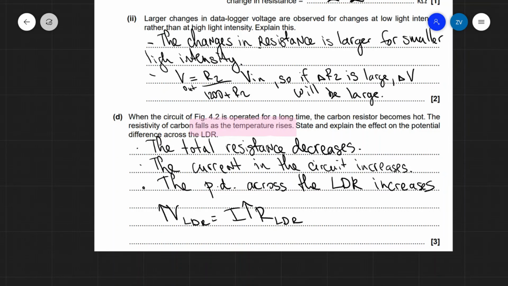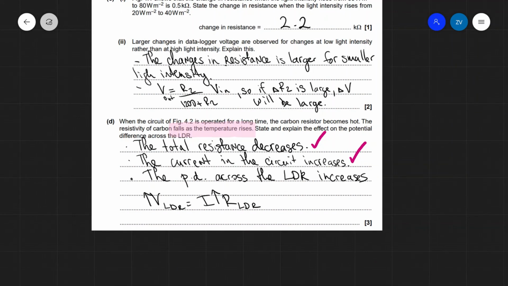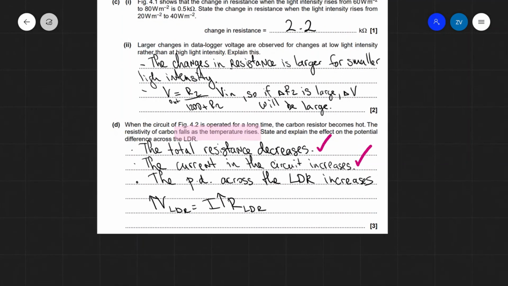So the important bit is to take things logically in this case. So we know that because the resistivity of carbon falls, this means that the total resistance in the circuit will decrease. If the resistance in the circuit decreases, this means that the current must increase. And if the current increases, well, this means that the PD across the LDR must increase. The reason for that is because V is equal to I times R. If R of the LDR remains the same but I increases, V will have to increase.